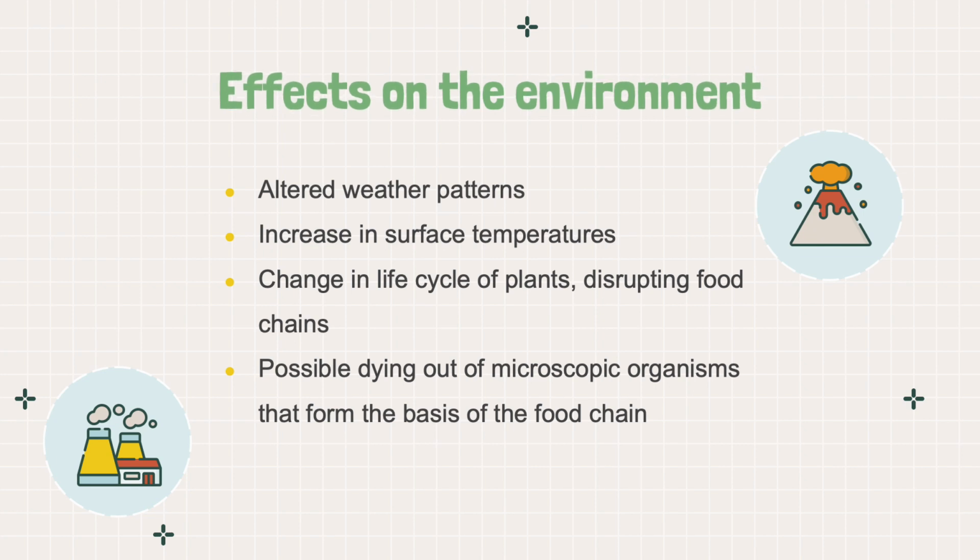On the environment, we can see weather patterns changing and rising surface temperatures. Additionally, there is a change in the life cycle of plants, and it is possible for microscopic organisms to die. Both of these disrupt the food chain, which has a knock-on effect.